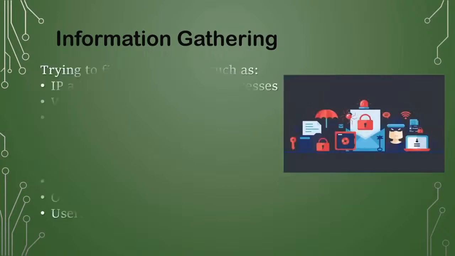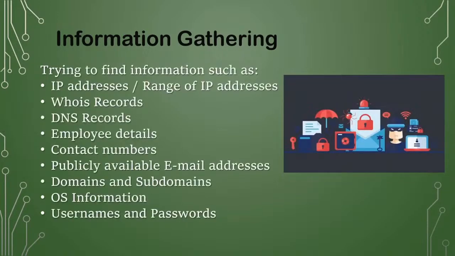And this is the information that we require. So firstly, we try to figure out all the IP addresses and the range of IPs used by Wipro's main servers or the secondary servers. Then the WHOIS records to understand who is hosting Wipro.com and since when it has been hosting itself. Then the DNS records to understand what information is stored in their DNS servers, domain name servers. Then employee details such as their contact numbers, their email addresses, their usernames and passwords which are leaked, and their home addresses if possible, and so on.